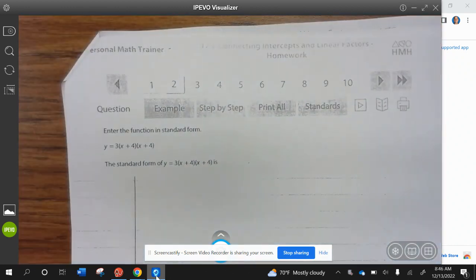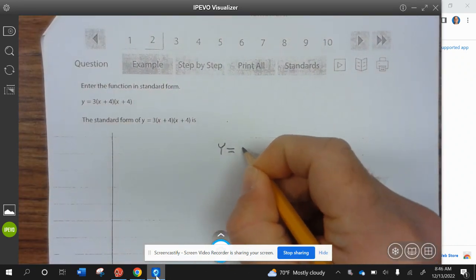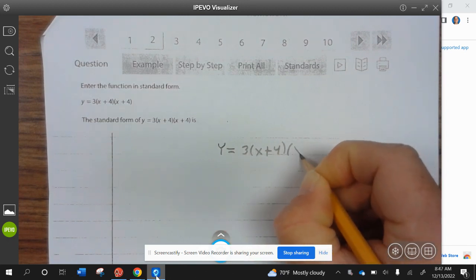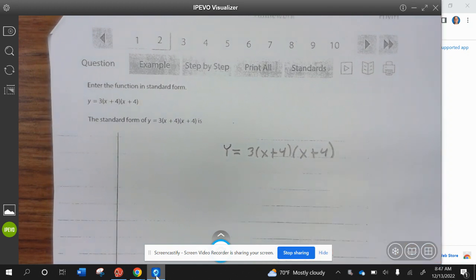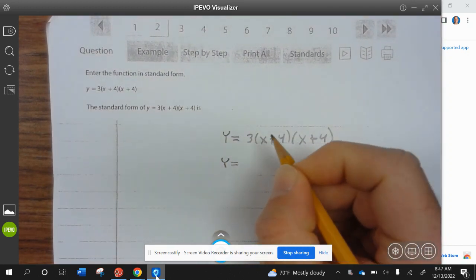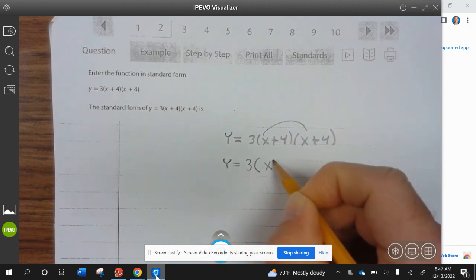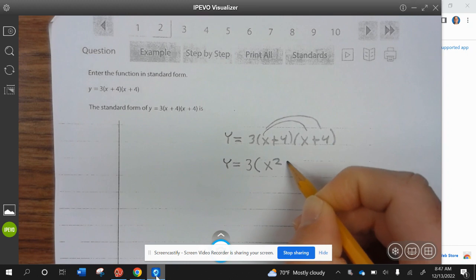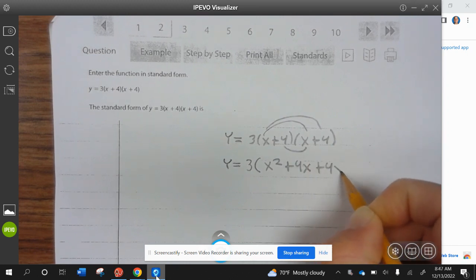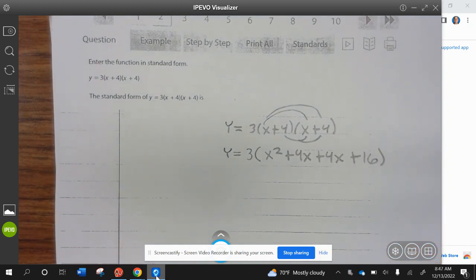All right. Enter the function in standard form. So we have y equals 3 times (x plus 4) times (x plus 4). So we have y equals 3. We're going to FOIL. So x times x is x squared. x times 4 is plus 4x. 4 times x is plus 4x. 4 times 4 is plus 16.